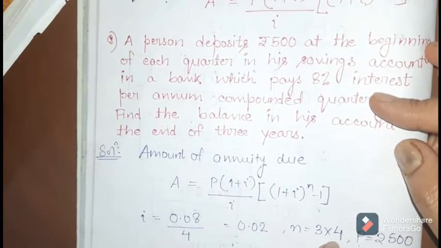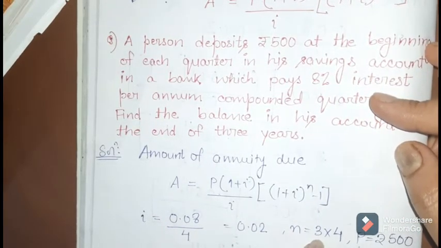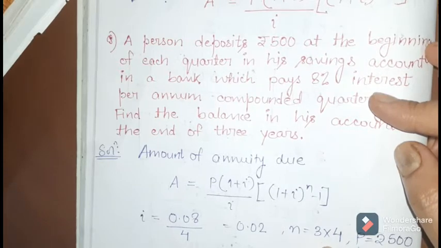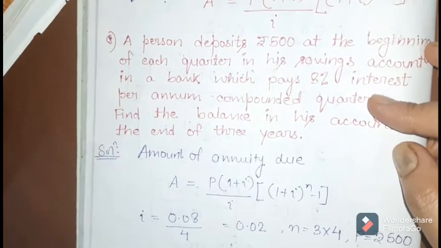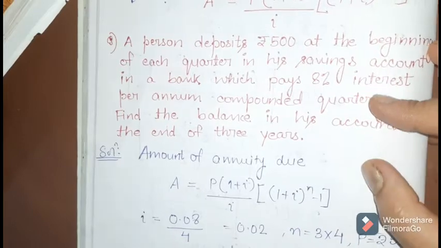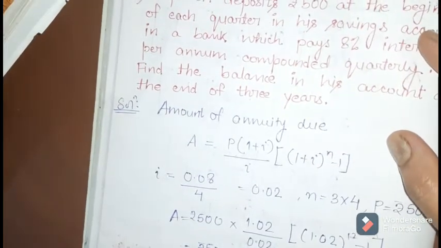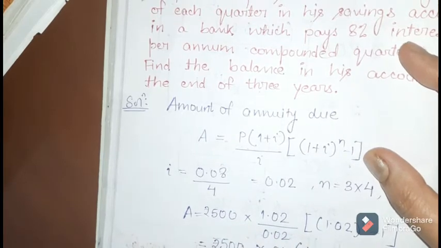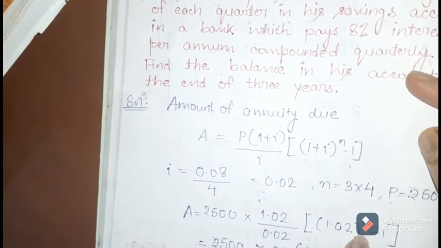n is 3 into 4. Why? We have to find the amount for 3 years and it is compounded quarterly. Therefore we multiply 3 into 4. So in total n equals 12. And what is your P? It is rupees 500. Now we just put all these values in the formula. This is rupees 500. The simple calculation. Here we have 1.02 to the power 12.